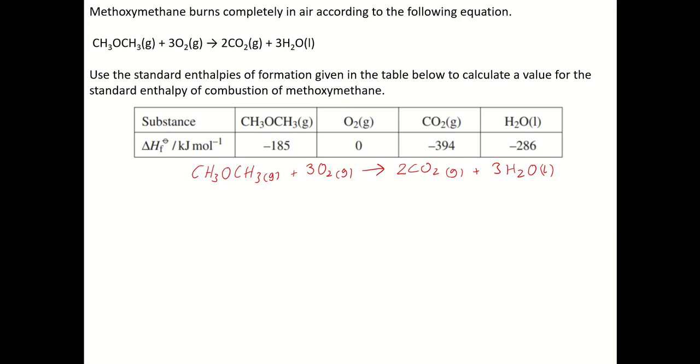Okay, now we're looking at a problem where we have delta H formation values given, and we need to do Hess's law to find out the energy change. So the first thing, we look at the equation that's written down. Is it balanced? It looks balanced. That's the first step. Make sure it's balanced. And the next step is we need to write down the constituent elements from where the substances are formed.